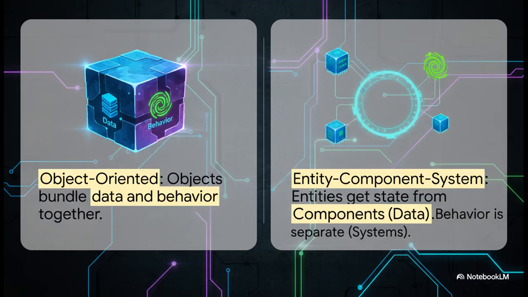You know, in the traditional object-oriented way of doing things, you've got these objects that bundle data and behavior all together. A player object has its health data and the code to take damage all in one package. Well, V-Engine completely separates these two things. An entity is literally just an ID number, and all of its data, its state, is stored in these separate little packets called components. And the behavior, the logic, that lives somewhere else entirely in what we call systems. We'll get to those later, don't worry.